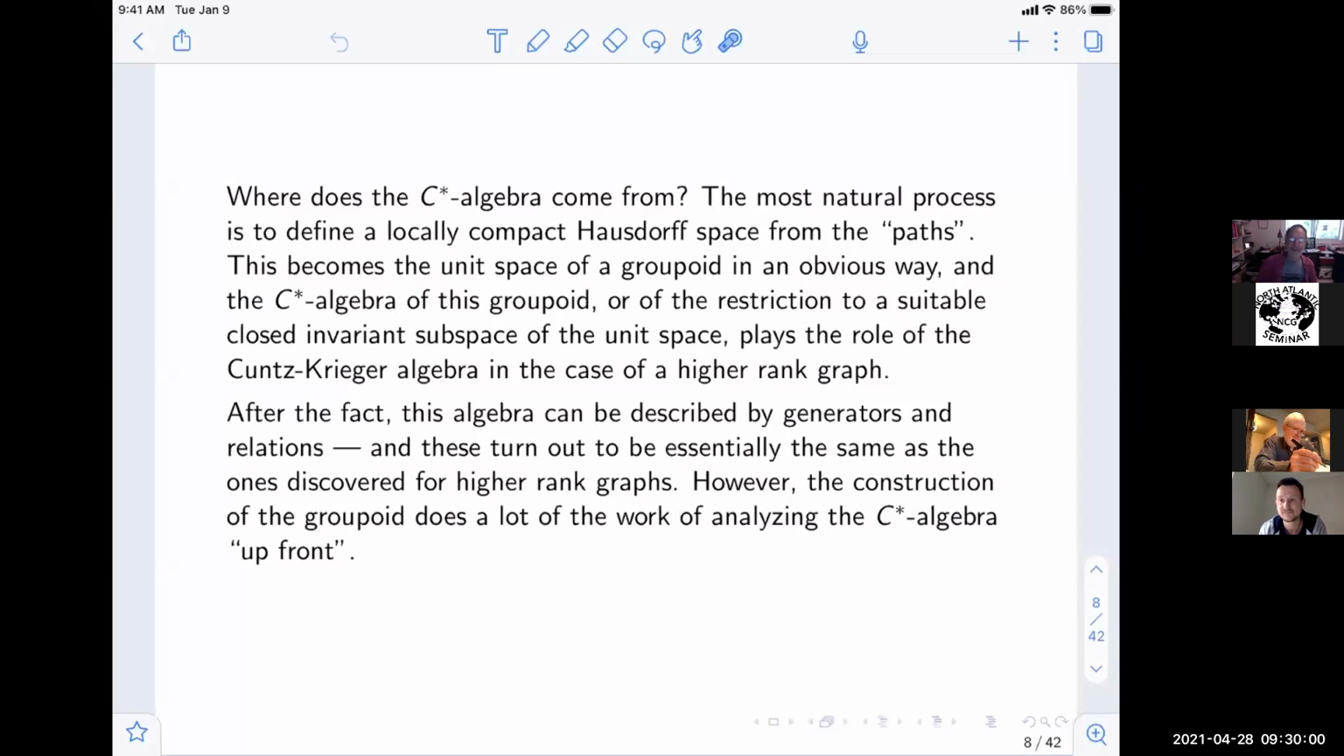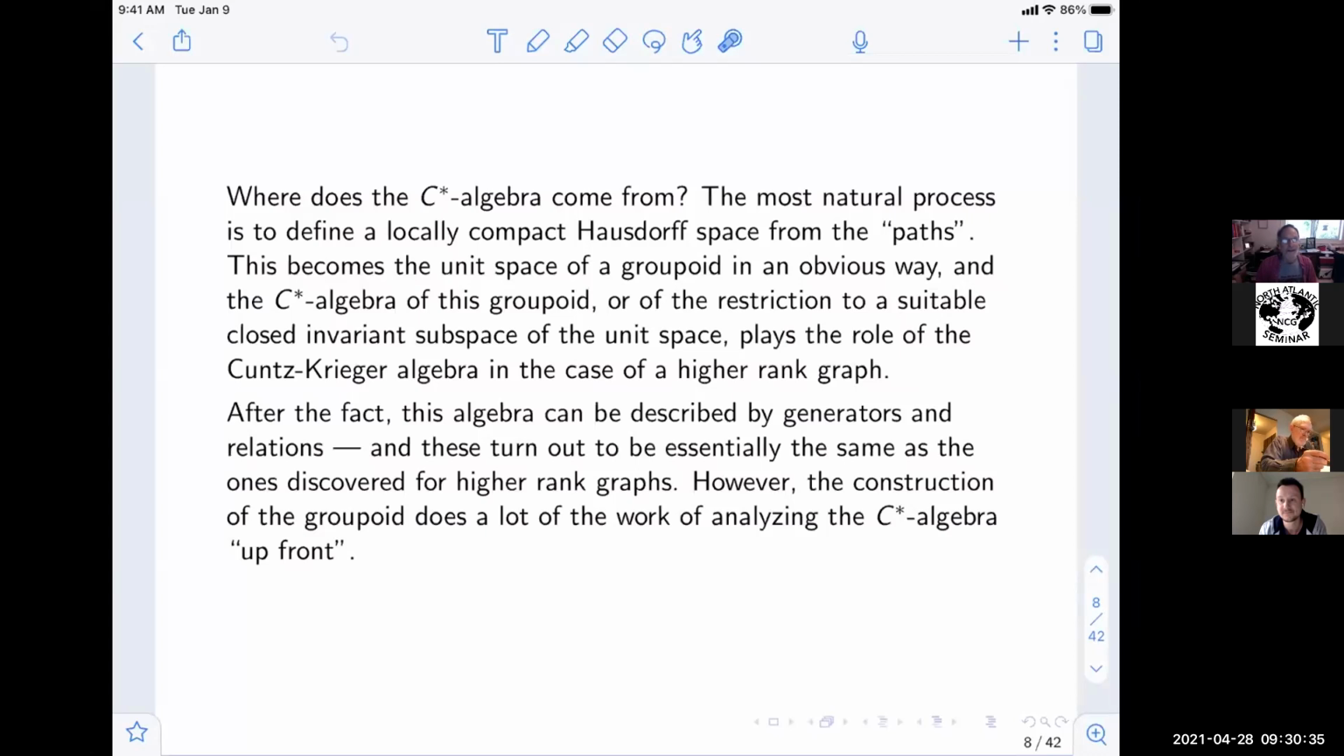Yeah. So maybe this slide actually is part of the answer to your question. The most natural way of defining a C-star algebra is to build a topological space from the paths in the small category. And this can be done in a very natural way, as I'll indicate in a moment. And then this becomes the unit space of a groupoid, and that's also in a very natural way. And then from this groupoid, we build a C-star algebra.